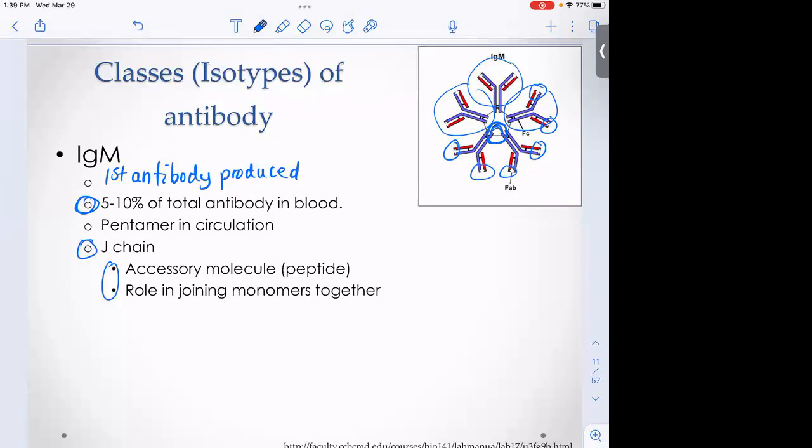Question? No, so each antibody like this has a binding site and this is a binding site, right? Each one has two. Yep. So 10 binding sites for that IgM right there. Yep. So it's a lot. Okay. So, like I said, the IgM, yeah, another question. Oh, sorry. Go ahead.